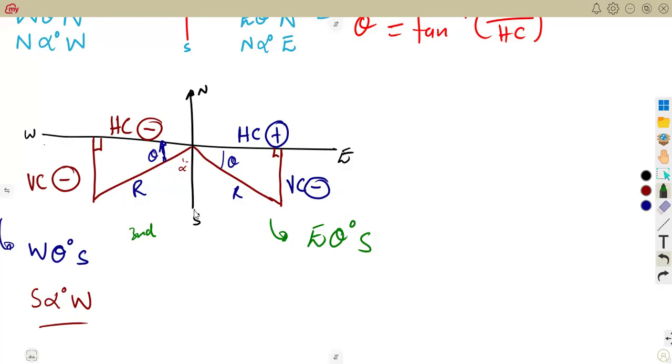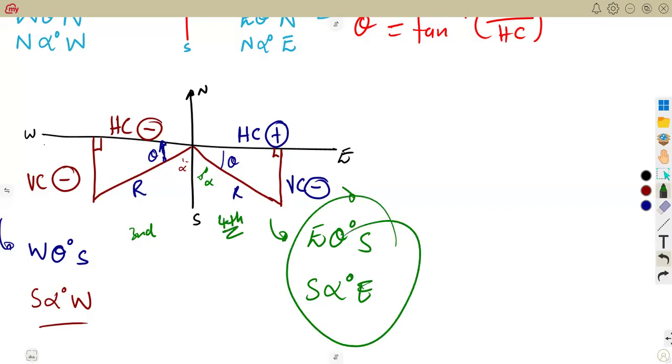Or we can move from the south going to the east, which is this angle in between here, which you can call alpha. So it's like this, from south to the east. So it will be south alpha degrees to the east. These are the conditions of the fourth quadrant in terms of your direction.